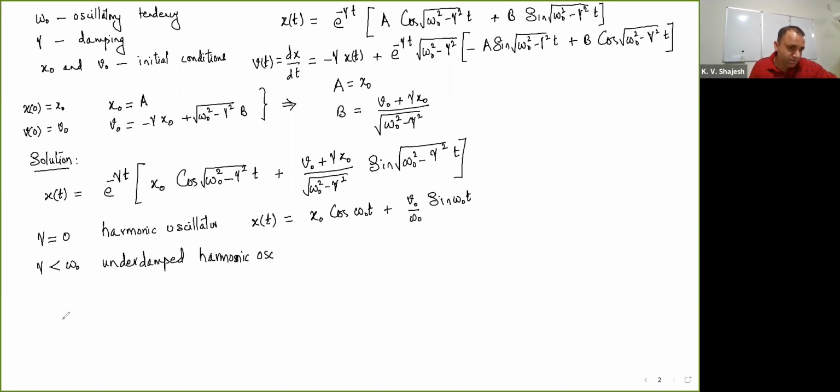Once we realize that gamma less than omega naught is going to be defined this way, it is good to ask, what is gamma equal to omega naught? That's a very special scenario where the parameters in the problem, the spring constant and the frequency, just have to balance each other, and that will be called critically damped harmonic oscillator.